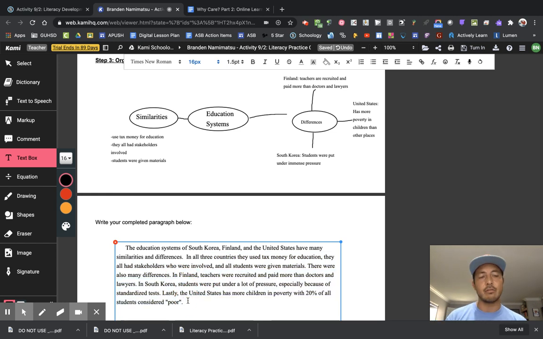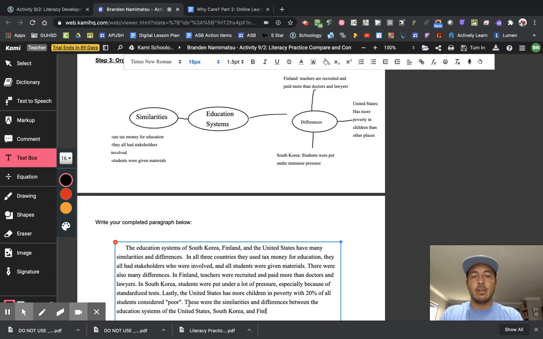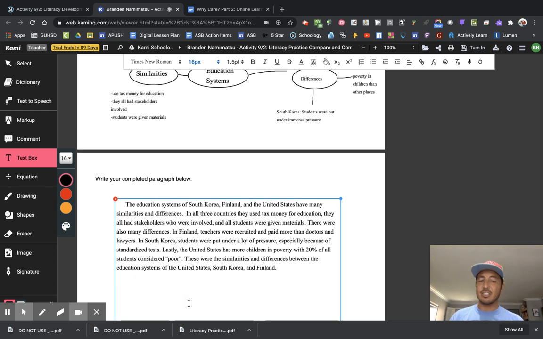I am not done. I have to write one more sentence as a concluding sentence, which is basically taking this first sentence and putting it in past tense, saying this: these were the similarities and differences between the education systems of the United States, South Korea, and Finland.